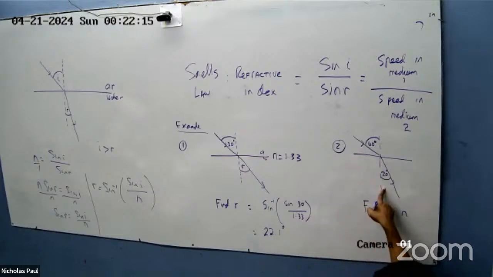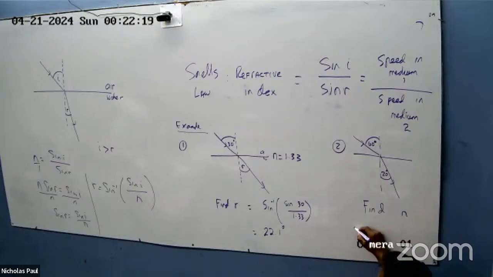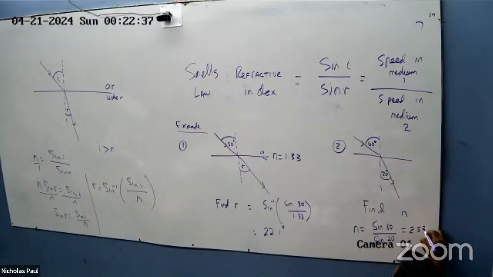60 and 20, sorry. What do you get? Sine 60 over sine 20. 2.53. Okay, 2.53. Yes, all right.